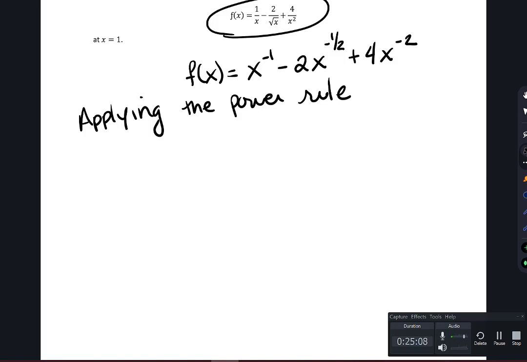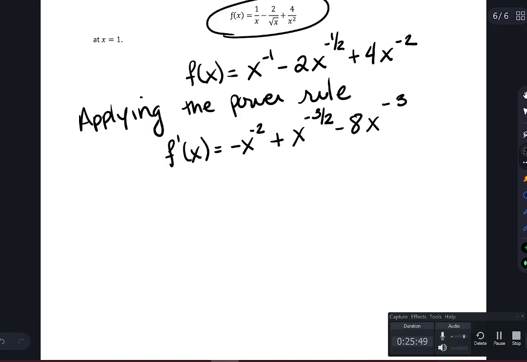So applying the power rule, we have that f prime of x is equal to negative x to the negative 2, plus, now notice for this second term, I've got a negative 2. I'm going to bring down the negative 1/2 exponent. So negative 2 times negative 1/2 just gives me a 1. So I've got plus x, and then minus 1/2 minus 1 is equal to minus 3/2. And then for the third term, applying the power rule, I'm going to have negative 2 times 4 is minus 8. And if we subtract 1 from negative 2, we have negative 3.